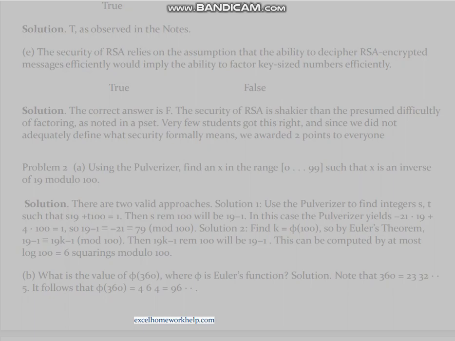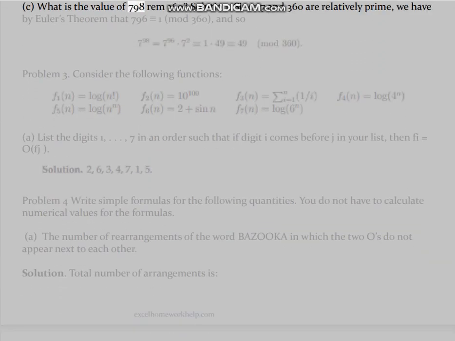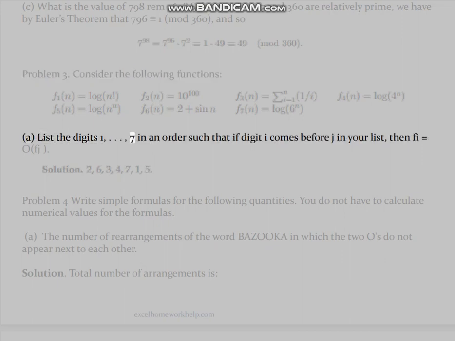C. What is the value of 7^98 rem 360? Solution. Since 7 and 360 are relatively prime, we have by Euler's theorem that 7^96 is identical to 1, mod 360, and so. Problem 3. Consider the following functions. A. List the digits 1 to 7 in an order such that if digit i comes before j in your list, then phi equals O of f_j.